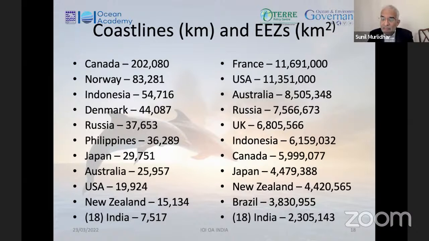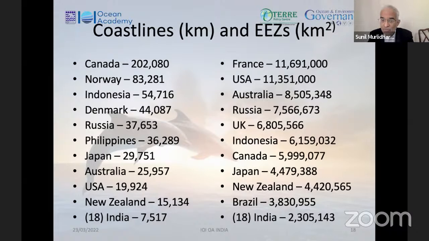And the peculiarity of an island is, even if you have the tiniest of islands, it will have an EEZ of a 200 nautical mile radius or 400 nautical miles diameter. So that adds to the size of the exclusive economic zone. So France has got this huge exclusive economic zone, the largest in the world, as a result of its number of offshore islands.